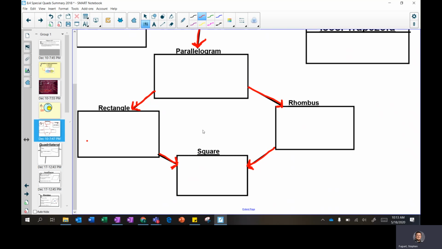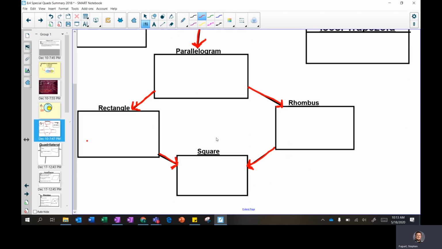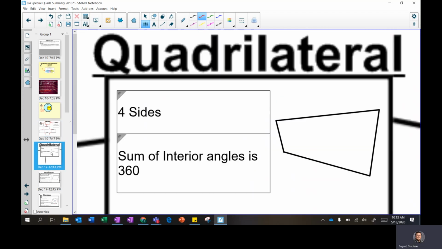So let's go through for the next couple minutes and have you write down some of these properties of some important characteristics, and then we'll get into some specific examples. So let's start with quadrilateral. At the very top here, you want to write down these are the 2 main properties of a quadrilateral. All it has to possess is to be 4-sided, and the sum of the interior angles is 360 degrees. That's it. That's all you have to know about quadrilaterals.